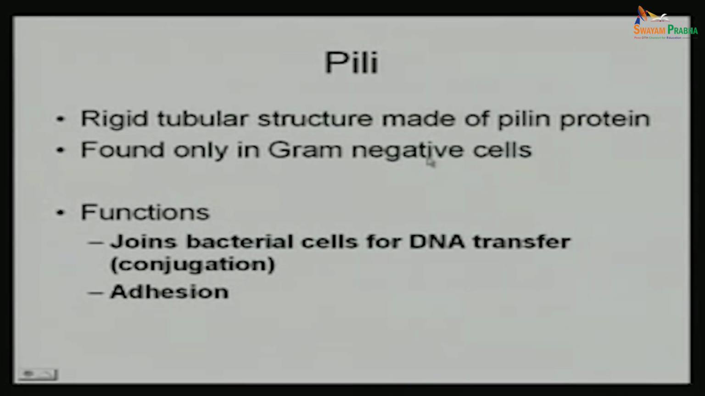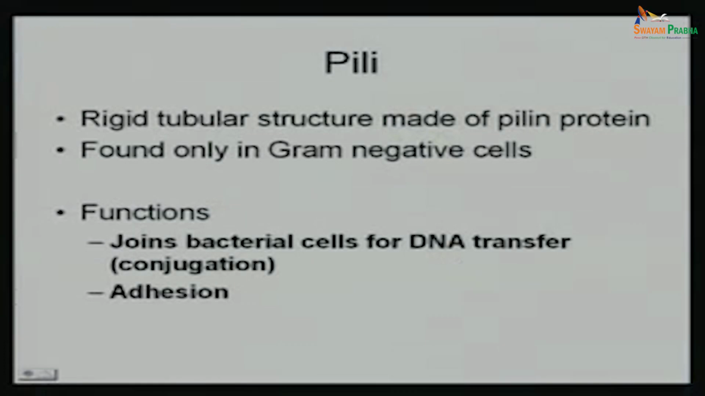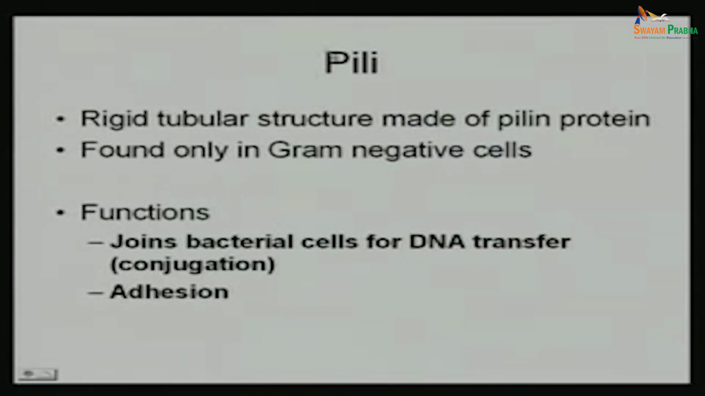Now, I have told you that bacteria can be differentiated and grouped based on size. I will come to further classification later, but for now just take it for granted that gram-negative is another group of bacteria, and to that group of bacteria these pili are found. What is the function of this pili?